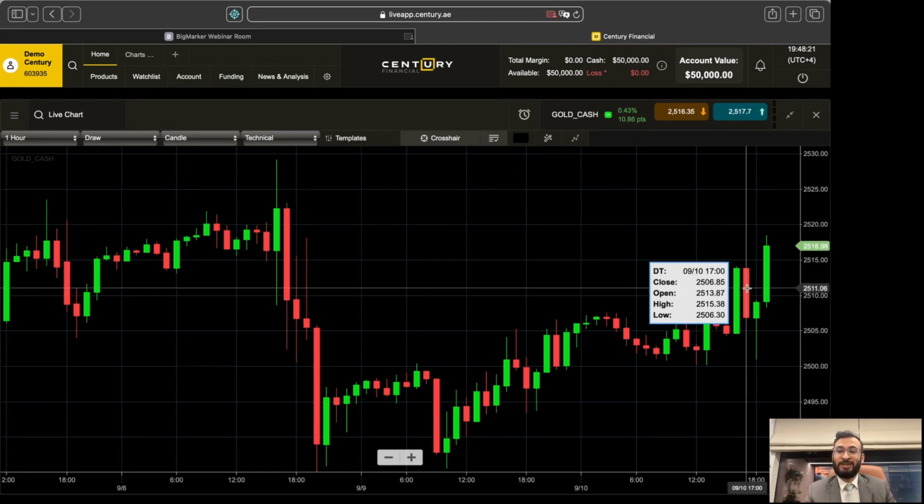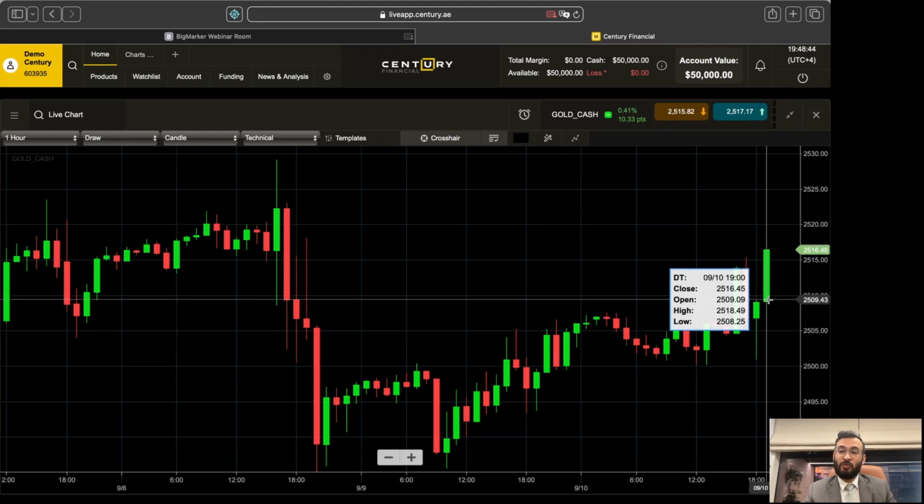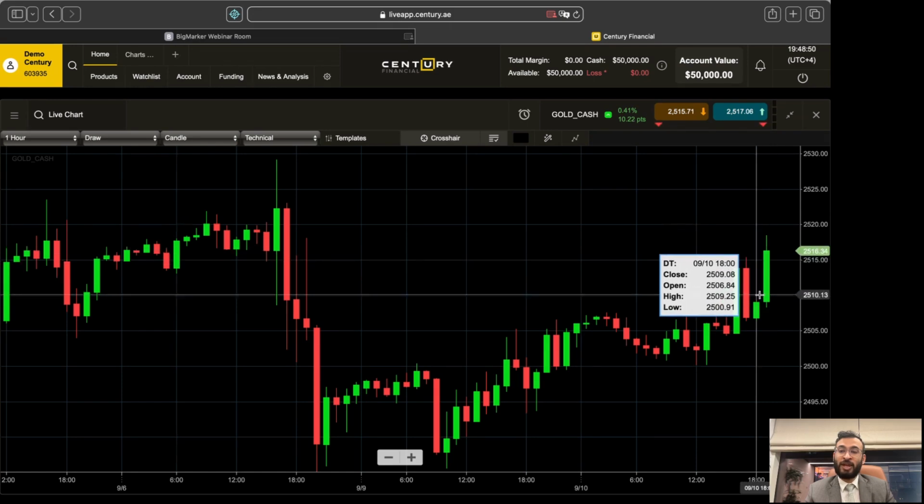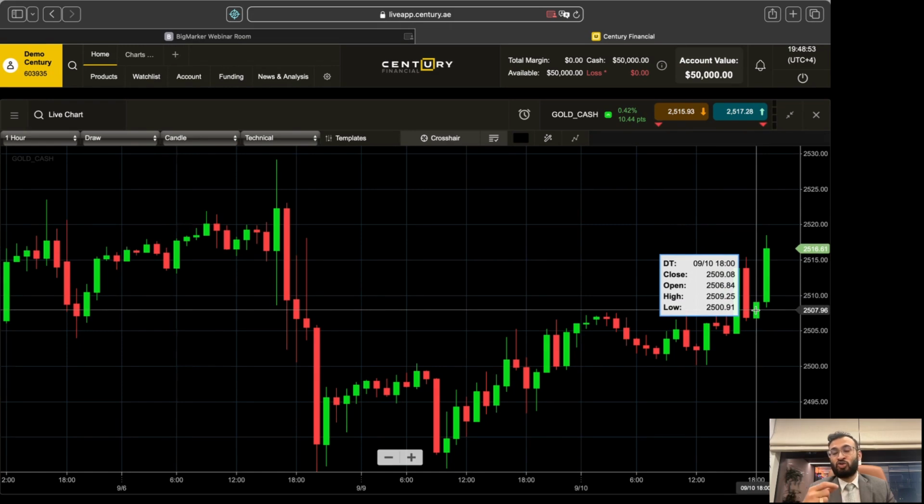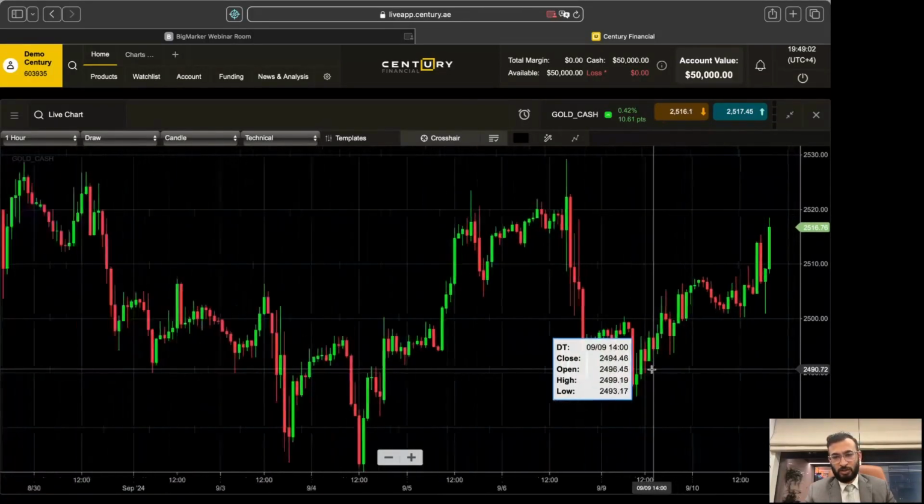For example, this red candle was formed at 5 p.m. today. At 5 p.m. it started at a price of 2513, and after 1 hour it ended at 2506. So that's why it has turned red. The next candle, 6 o'clock, started at 2506 and ended at 2509 at 7 p.m. The next candle started at 2509 and now it is going towards 2517. So this candle is green. Every candle which is green shows that the closing of this candle has been higher than the opening, right? Why it's important? I'm going to take you through the price movement here.